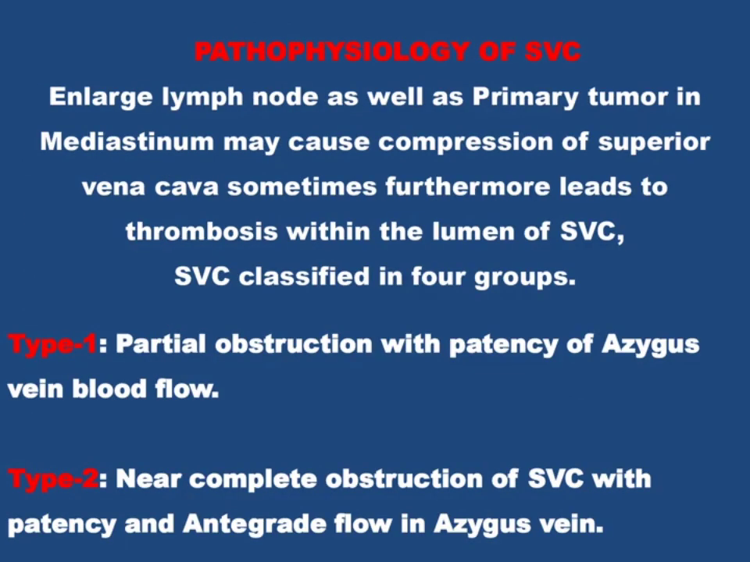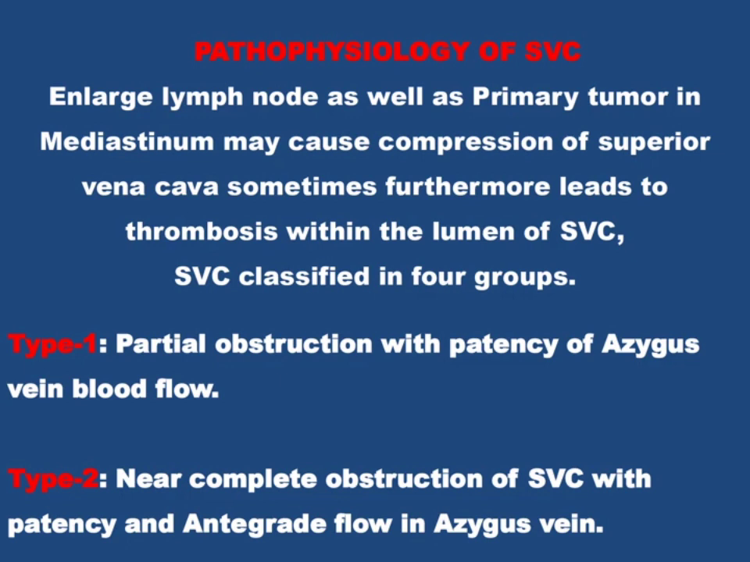Among the lung carcinomas, small cell carcinoma is the commonest cause, almost 60 to 70% of malignant superior vena cava syndrome, followed by lymphoma, which is the second cause of superior vena cava syndrome.